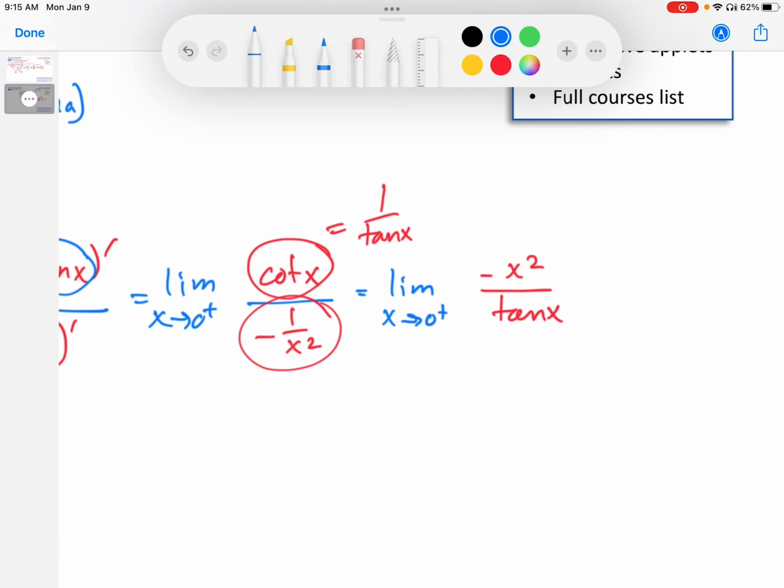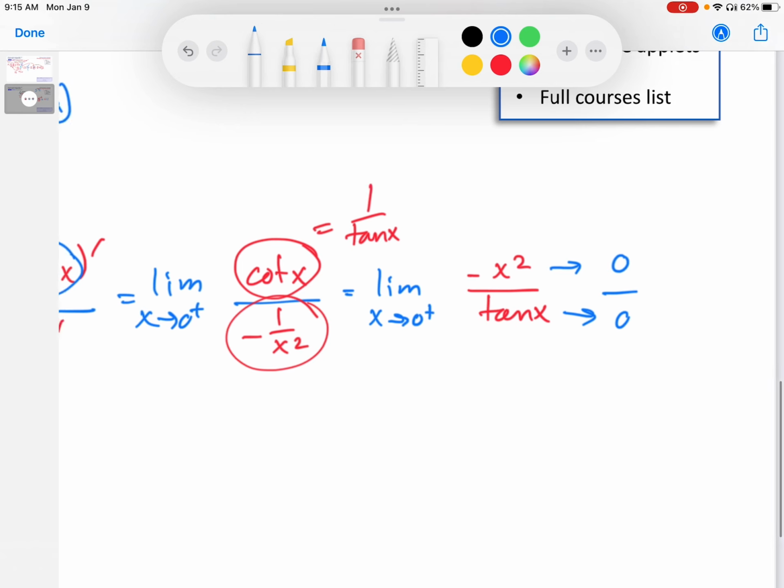As x goes to 0 from the right, the numerator goes to 0. The denominator, tangent of 0, is 0. So I get a different type of indeterminate form, 0 over 0. Question, does it matter? Infinity over infinity or 0 over 0? Answer, not really. They're both indeterminate.